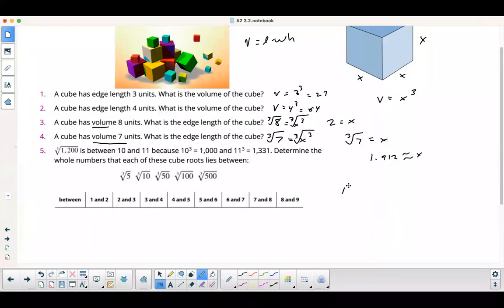Okay, so let's just think here. 1 cubed is 1. 2 cubed is 8. So if I take the cube root of anything between 1 and 8, it's going to be between 1 and 2. So that right here tells me the cube root of 5. And let's think here, 3 cubed is 27. So the cube root of anything between 8 and 27 is going to be between 2 and 3. So 10 is between there. So that's going to be the cube root of 10.